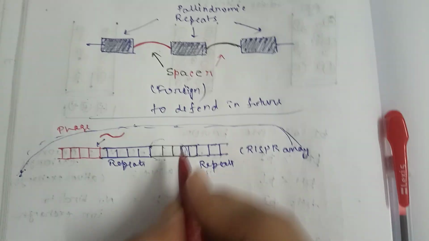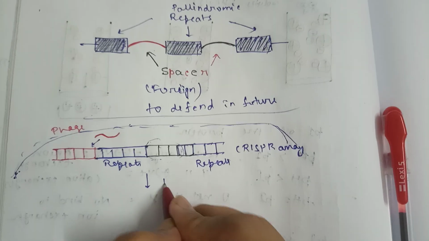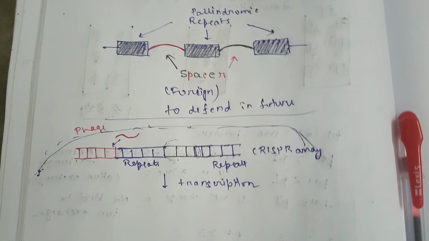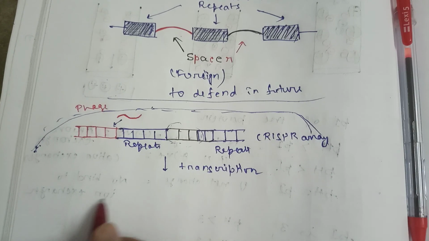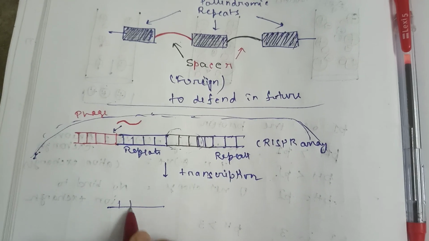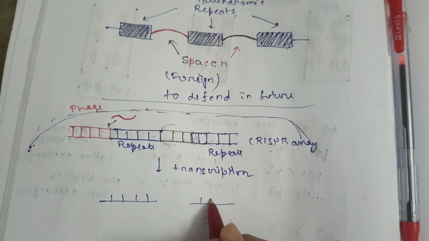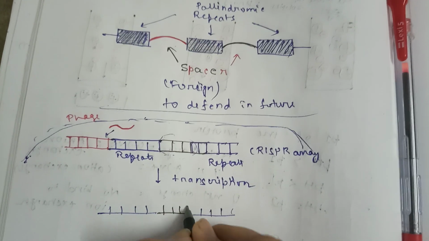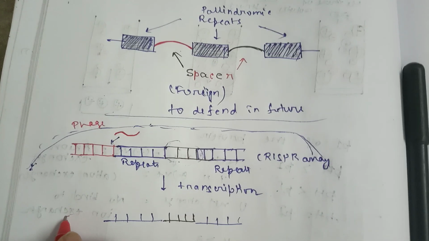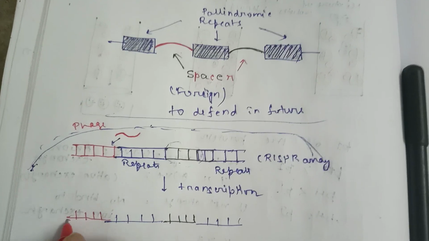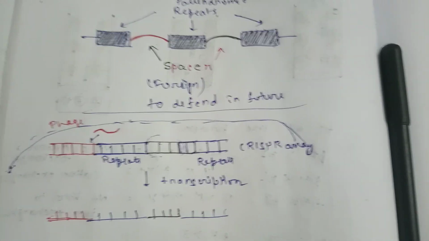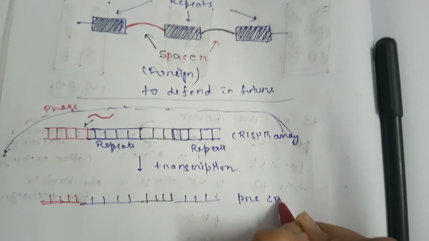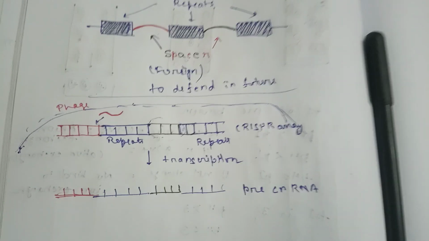Okay, now what will happen? This is a plasmid, so it will go for transcription, right? So now we will get these repeats, these spacers, and this is also a spacer. So this is called precursor CRISPR RNA, or in short pre-crRNA.